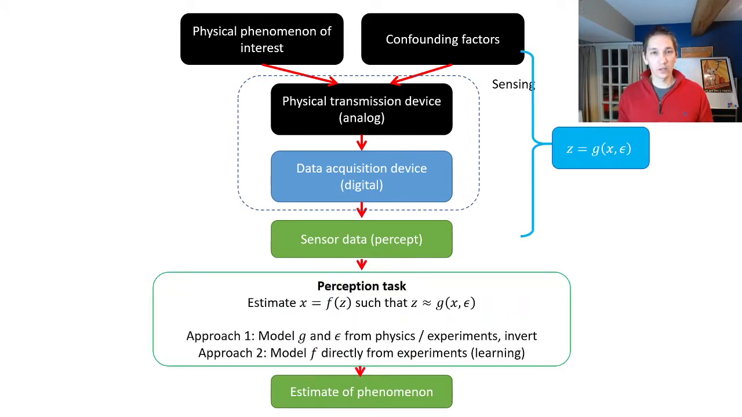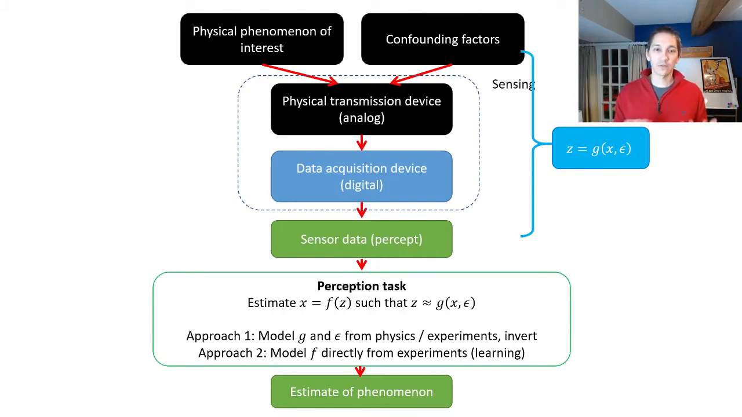Another way that you can think about this is that the first half of this diagram is some sort of forward transform, which produces our sensor data Z from the underlying phenomena of interest X, as well as some of these confounding factors epsilon. There's some forward transform G that we would like to then invert, so that given Z, we can now estimate X.